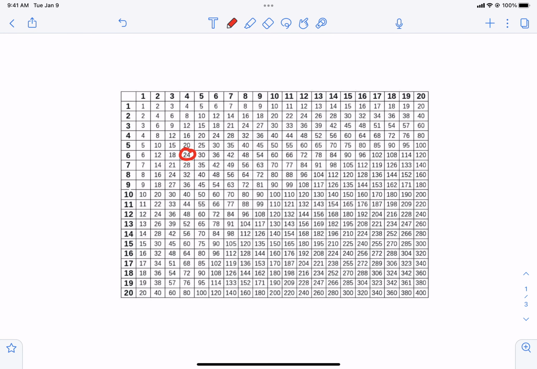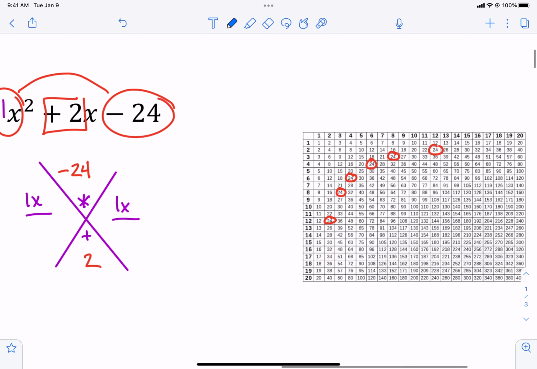So I spotted one right here. Here's another one. Here's another one. Do I see any other ones? Remember, I'm following that little bit of an arc. Looks like we got all the options. Nice job.